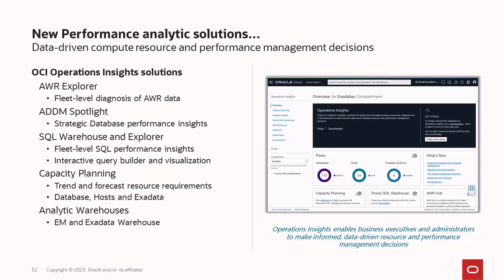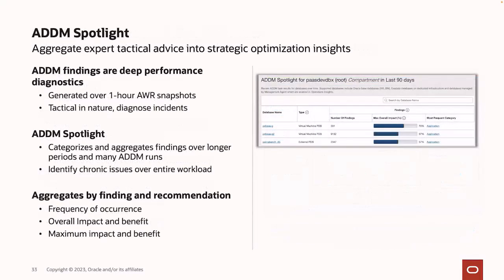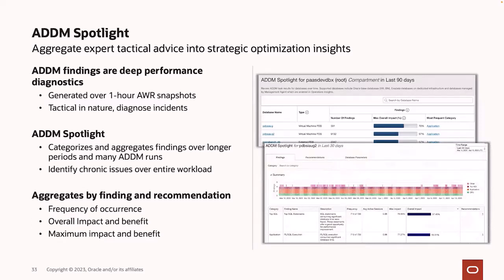ADDM Spotlight provides visualization of ADDM findings and recommendations generated from the AWR snapshots configured for the database. Aggregations of findings and recommendations for each ADDM report are shown on a timeline to provide quick analysis of trends or chronic issues in your environments that might have gone unnoticed. Tabs display findings or recommendations tables sorted by impact to the environment to assist in triaging performance improvement tasks.